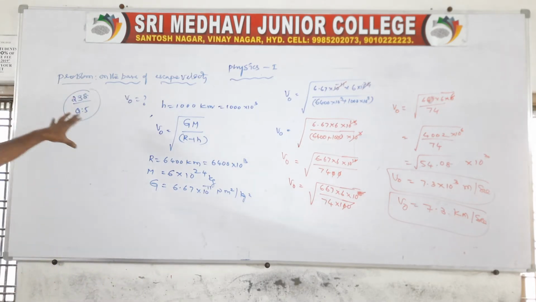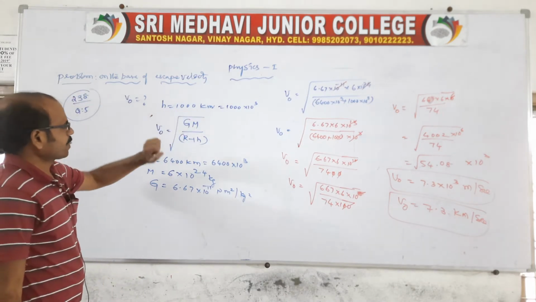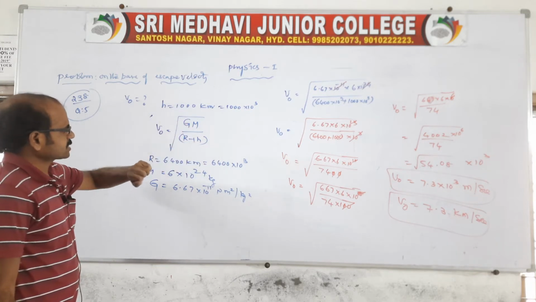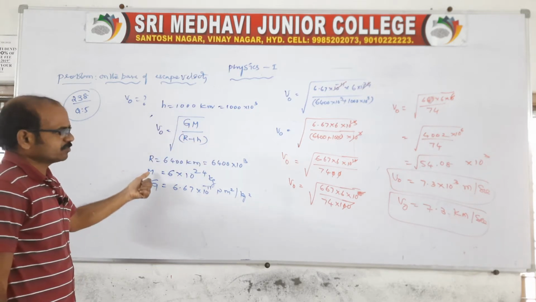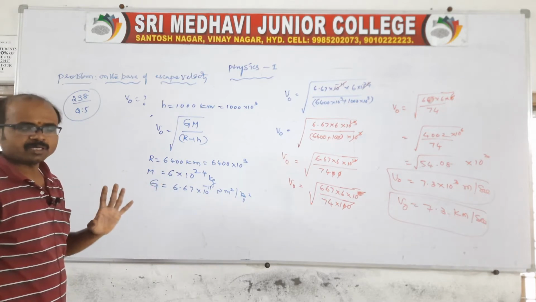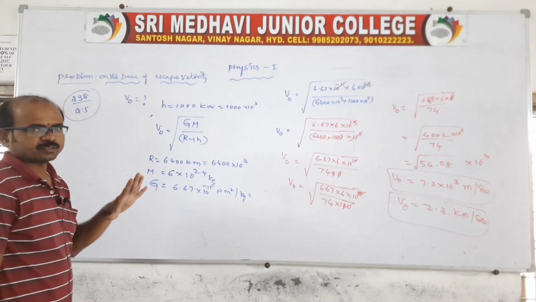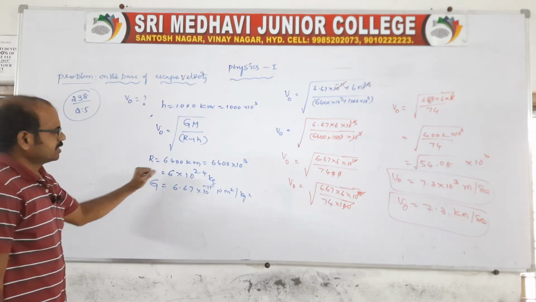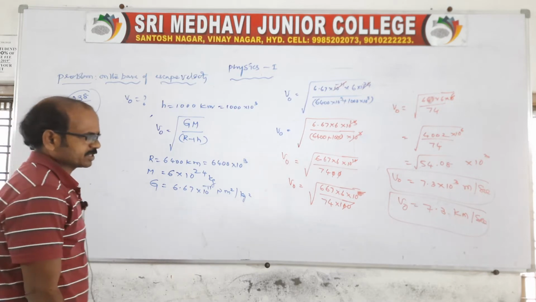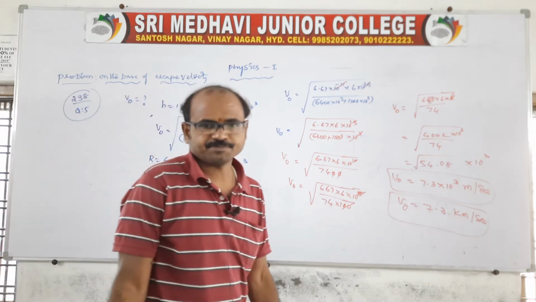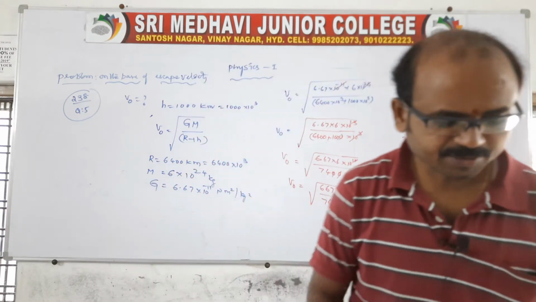It is the orbital velocity because h is given and it is asking orbital velocity, root over GM by r plus h. G value we know, r value we know, mass of the earth we know, 6 into 10 power 24. These values we should remember whether they give them or not. We remember the mass of the earth as well as the radius of the earth. Radius of the earth is 6400 kilometers and mass of the earth is 6 into 10 power 24 kg. Clear? And you go through this.